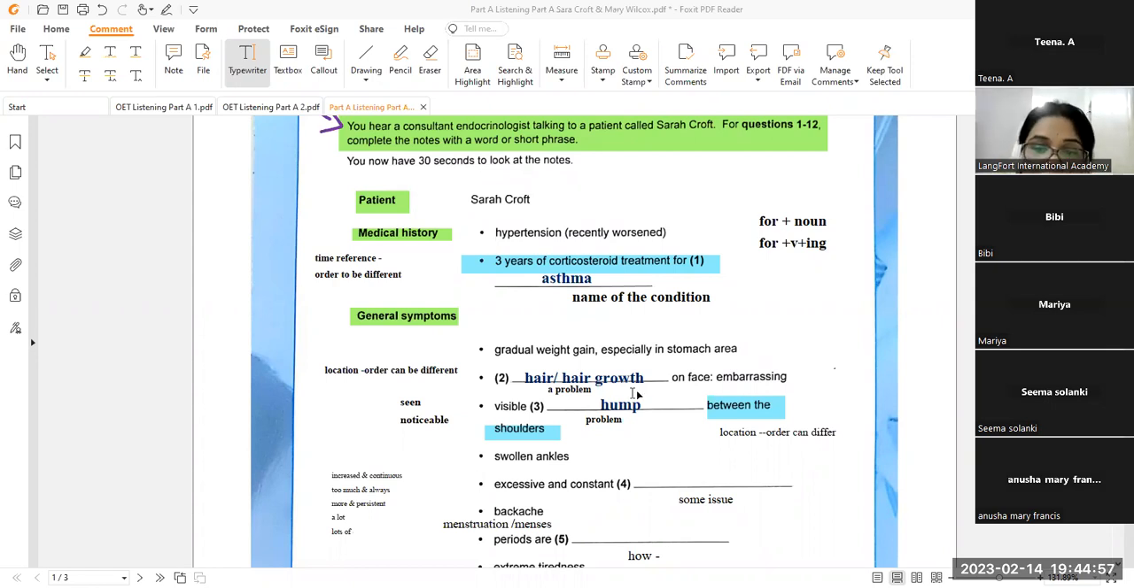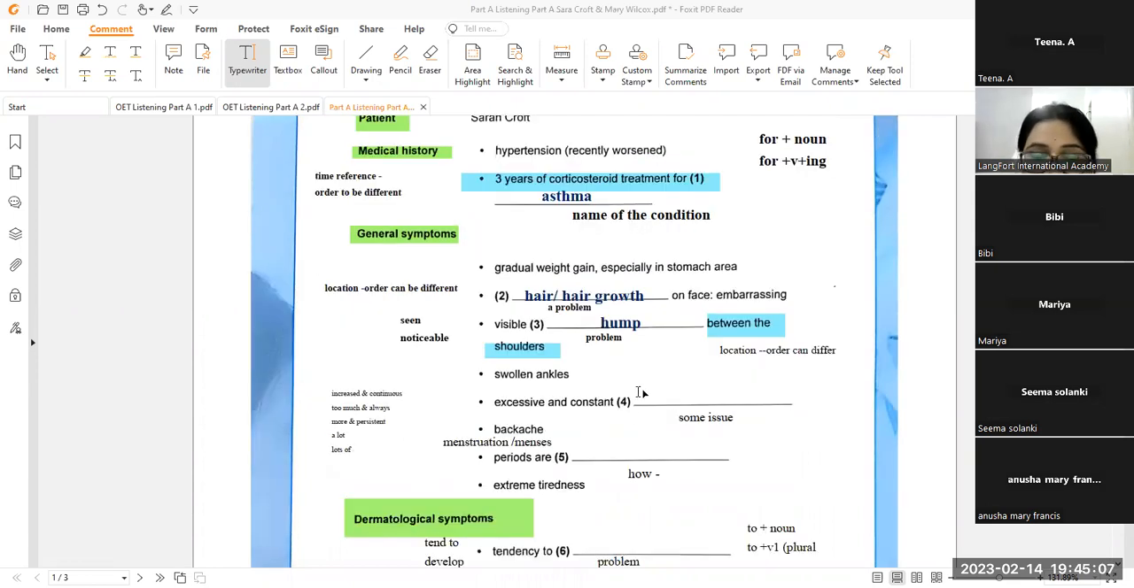Hump. Okay. All right. So see, both places, the locations were mentioned first. So the order is different to what they've given us in the question booklet. So pay close attention. Okay. Next one. What is the excessive and constant problem she has? Sweating. All of you got it? Yes. Okay. All right.